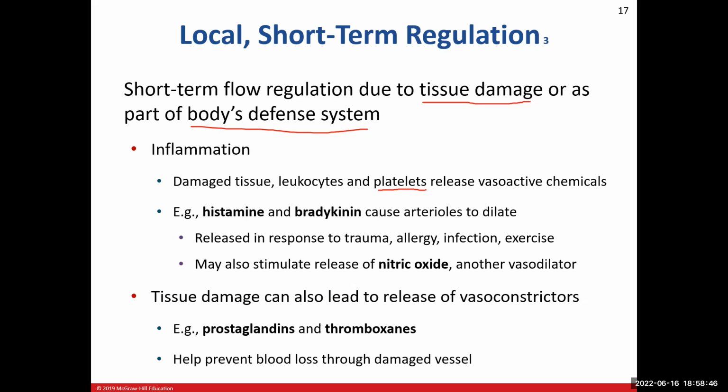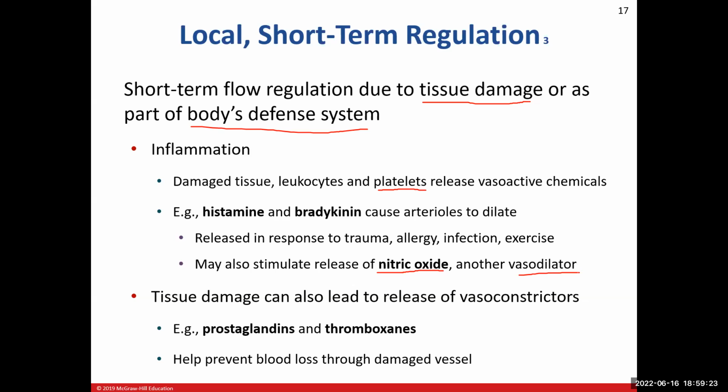Bradykinin is going to cause the pain sensation, but it too is going to cause vasodilation of the arterioles there. So we've got histamine working on that, bradykinin working on that, and that is going to increase our blood flow to that area. And then from our actual tissue cells themselves, we can get the release of nitric oxide, which is another vasodilator. So you see there's a certain pattern here. We're causing vasodilation. We're trying to get more blood to flow to that area, and that's what we're trying to do to deal with this inflammation.